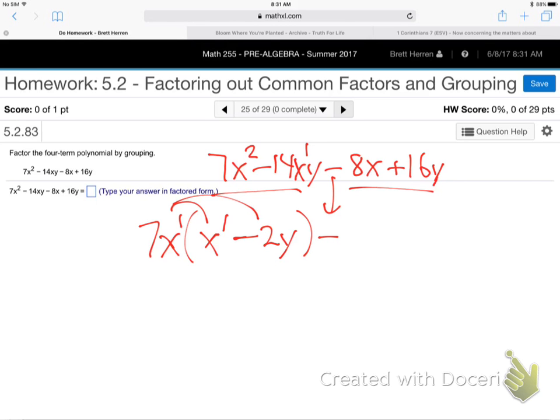Now, what about the 2 in the back? What goes into 8 and into 16? 8. Is that good? And there's no letter in common on the back two. They don't both have an X or both have a Y on the back two.